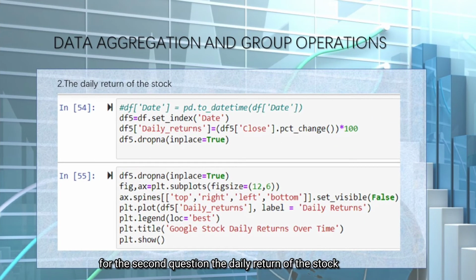For the second question, the daily return of the stock. The daily return measures the dollar change in a stock's price as a percentage of the previous day's closing price. A positive return means the stock has grown in value, while a negative return means it has lost value. We get it by subtracting the opening price from the closing price. Conveniently, pandas has the pct_change method to calculate the percentage of change in the daily returns. We use it and store it in a new column called daily returns.